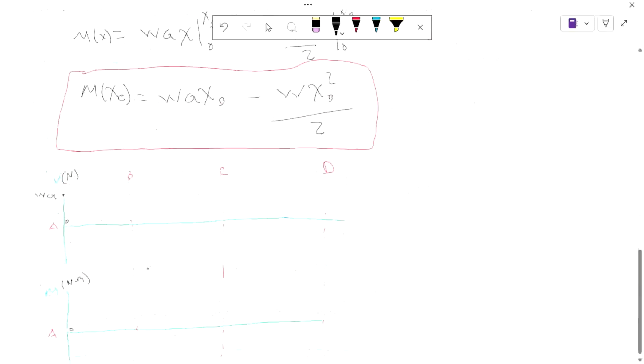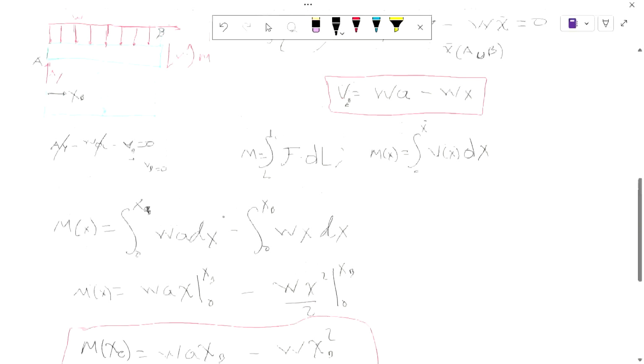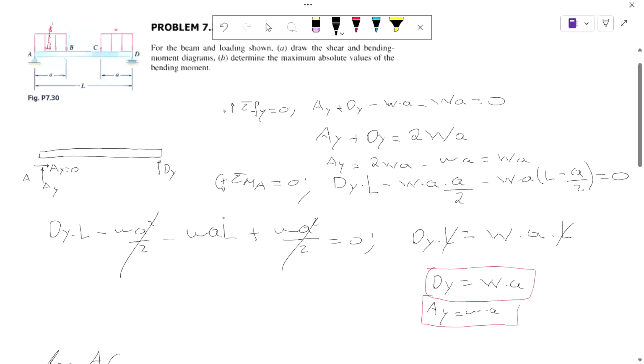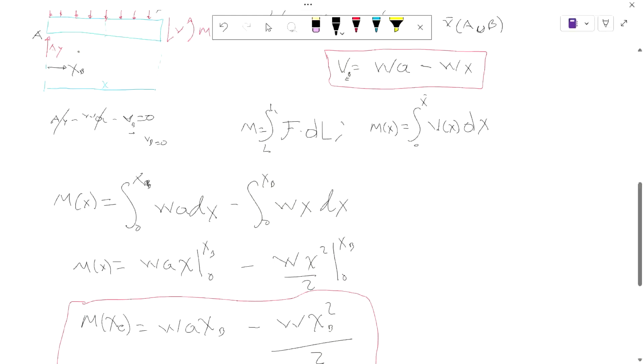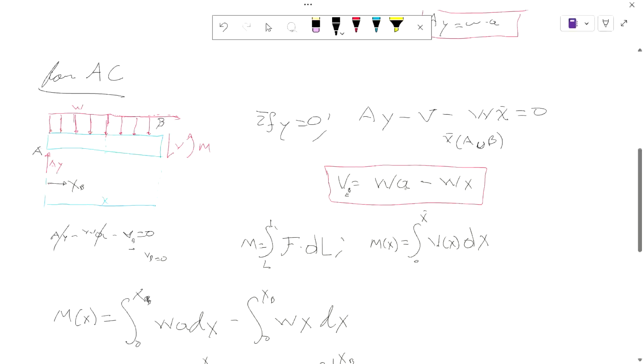Okay, therefore we know that at this point we have 0 from B to C, and that is basically because, as we said before, there's no force from B to C. But from A to B, we found that we have WA minus WX. This is W times A minus X. So this is a negative parabola, sorry, a negative straight line.